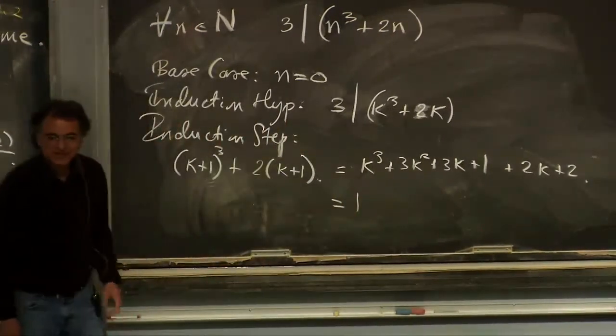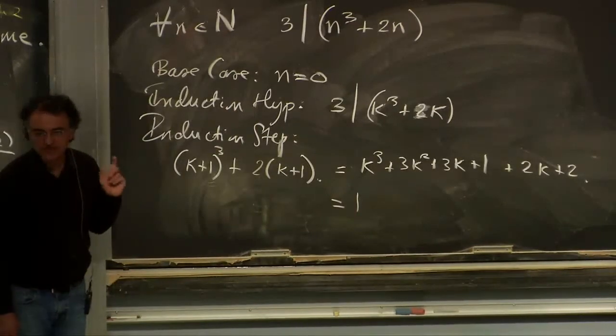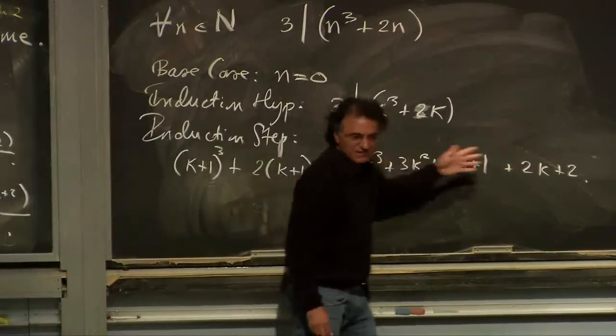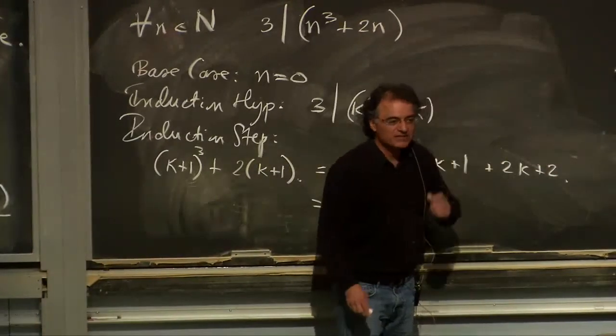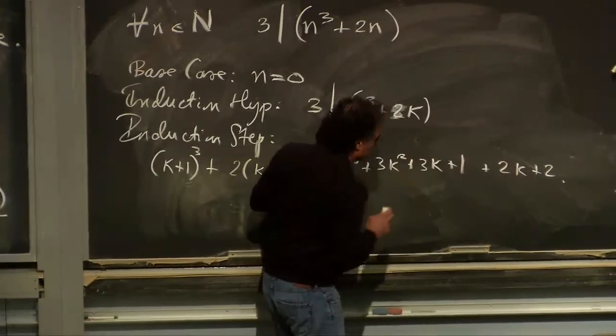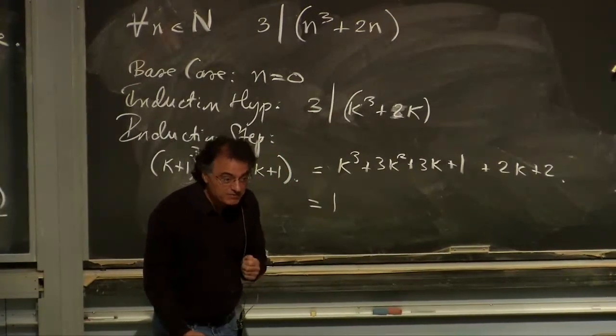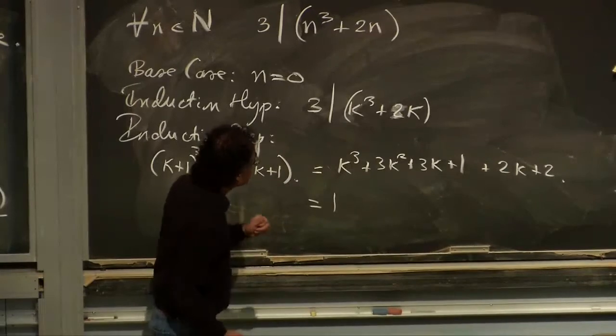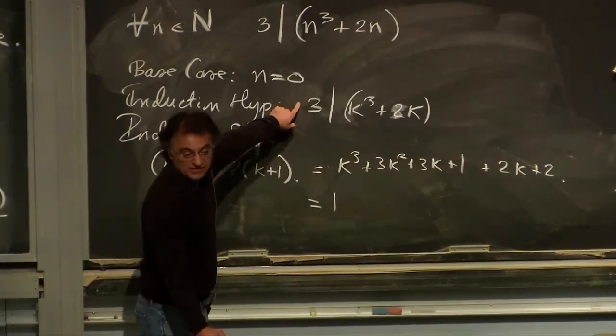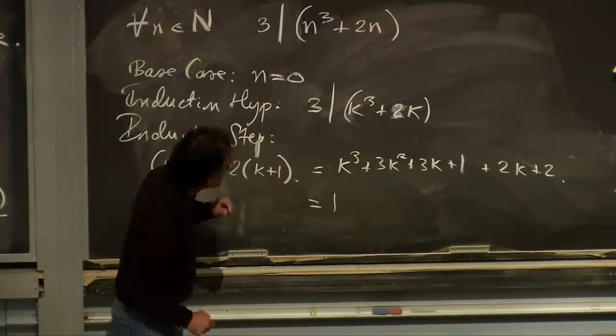Now, what do we want to do here? We want to show 3 divides this. Okay, so we have a mess here, right? I mean, what are we going to do with this? So how do we want to clean this mess up? Well, remember, there are 2 things we can count on. Things we already know are divisible by 3, and things we know are divisible by 3 because of the induction hypothesis. So let's pick out the induction hypothesis here.